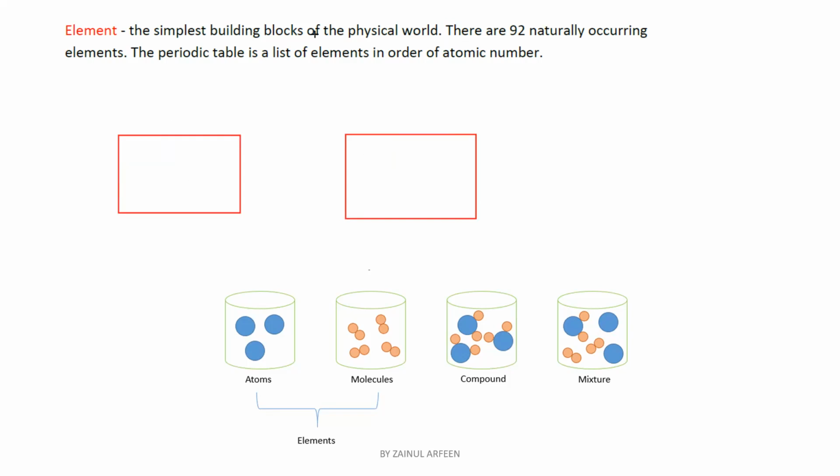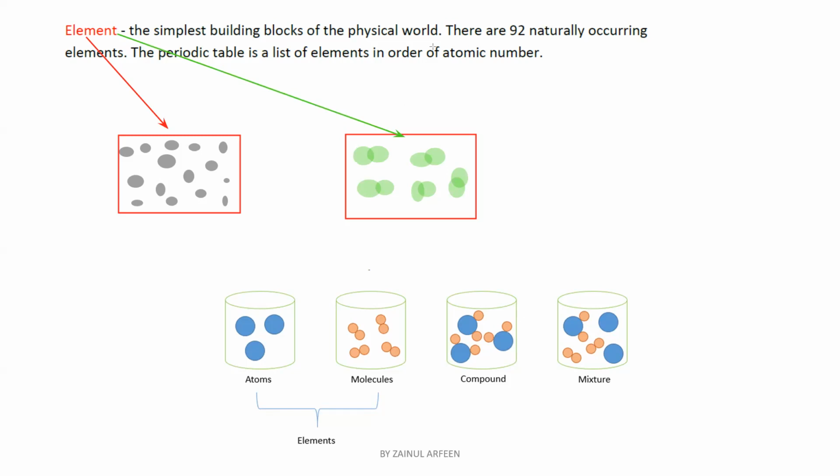In that example, this black shade is representing the atoms. So we have these atoms, and identical atoms are there. The term identical means same. So if we have the same atoms together, what do we call that substance? We call that substance an element. Or if we have identical atoms joined together to form a molecule, and we have identical molecules, what do we call that substance? We also call that substance an element.